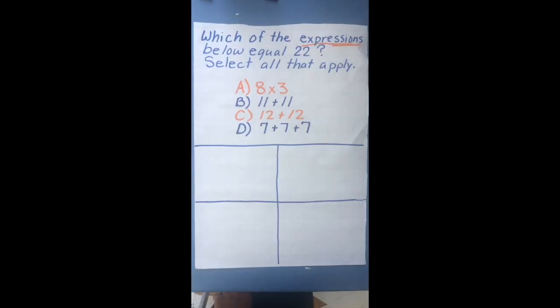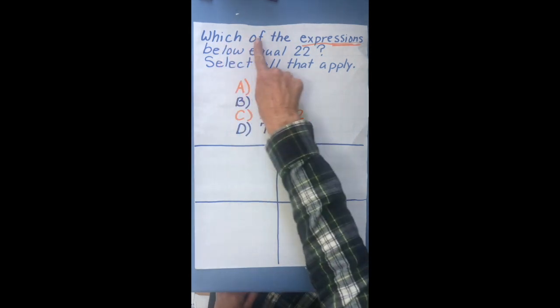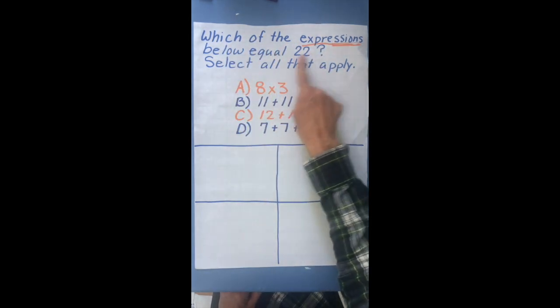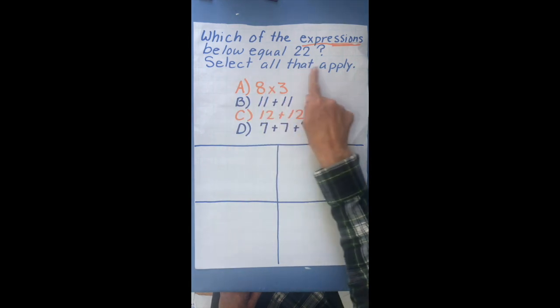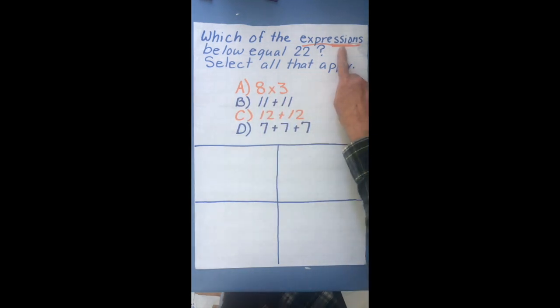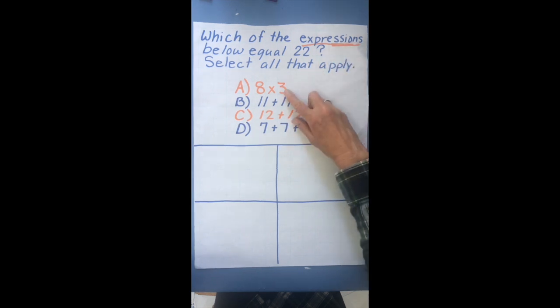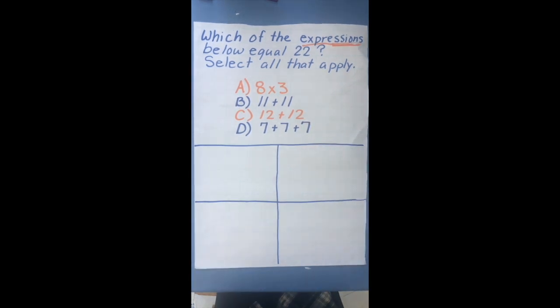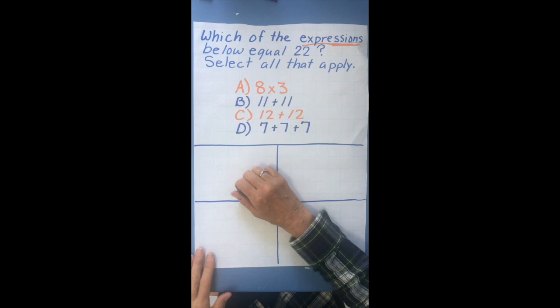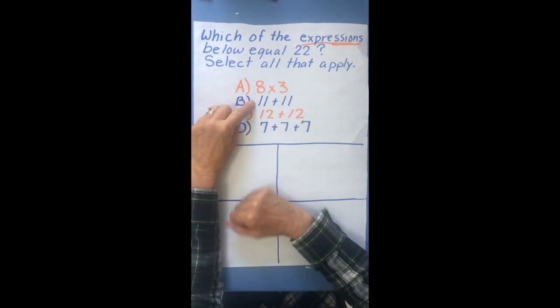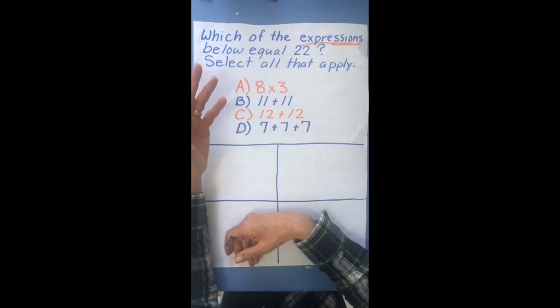Okay, next problem. This one says, which of the expressions below equal 22? Select all that apply. So here we have a math vocabulary word, which makes this seem a little difficult, but it's not. The word expression means that it doesn't have an equal sign. So you'll notice this one doesn't have an equal sign, this one doesn't, this one doesn't, and this one doesn't. So all they're asking you is, which one of these equals 22?